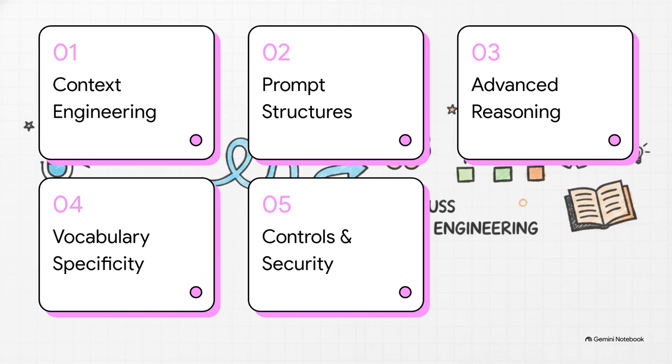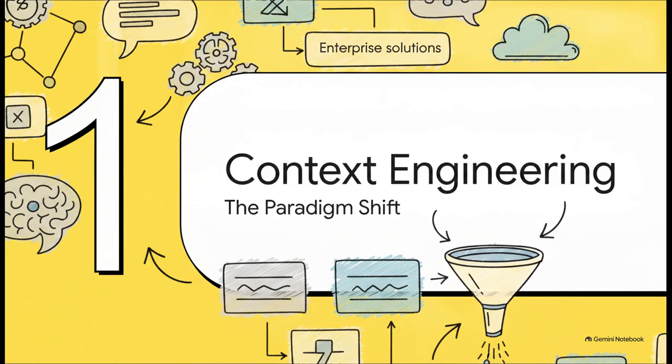We'll cover the context engineering shift, foundational prompt structures, advanced reasoning techniques, the vocabulary specificity factor, and finally, production controls and security. Part 1. The context engineering shift.